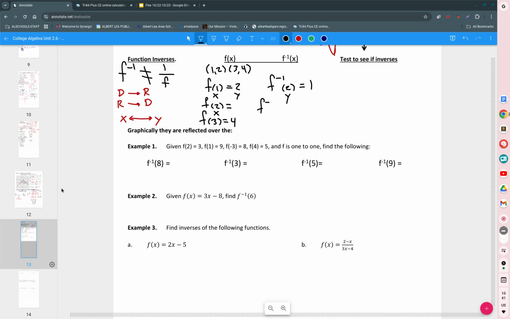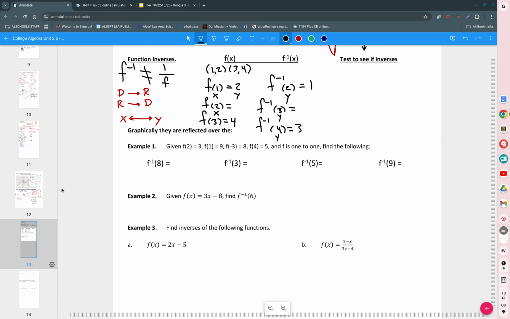What is f inverse of 3? If I'm given a y value of 3, what's the x value? Don't have one. There is none. It's already 3. What if I have f inverse of 4? 3. 4 is the y value, 3 is the x value. Bam, the finger goes.